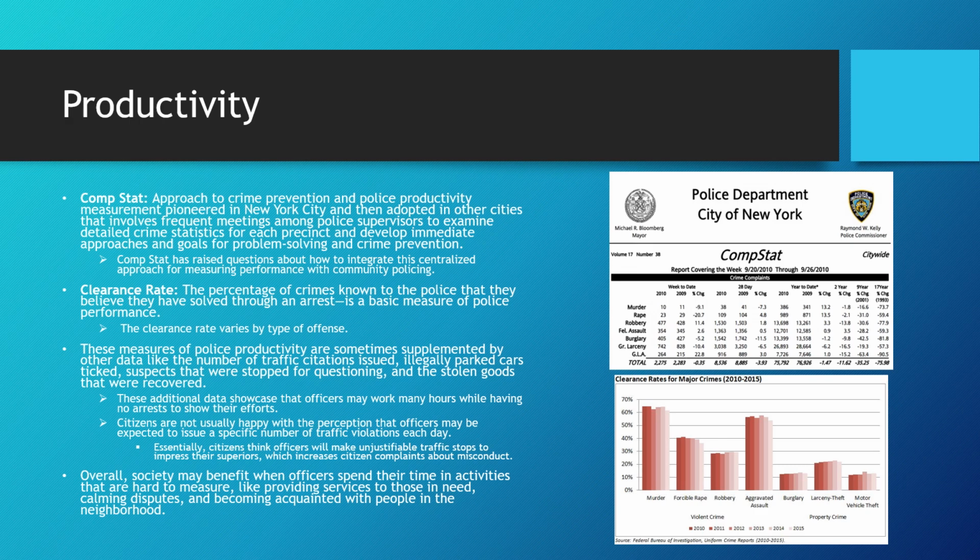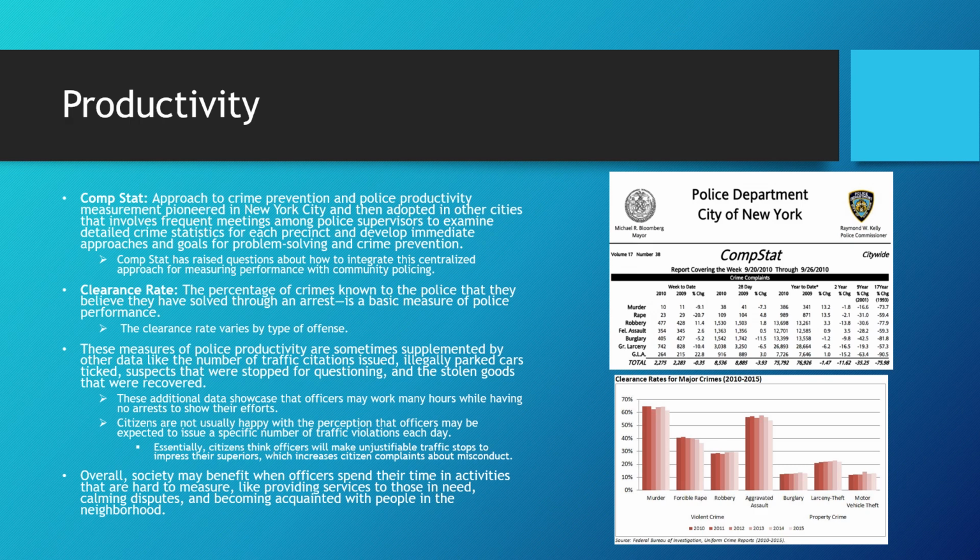CompStat is an approach to crime prevention and police productivity measurement pioneered in New York City and then adopted in other cities. It involves frequent meetings among police supervisors to examine detailed crime statistics for each precinct and to develop immediate approaches and goals for problem solving and crime prevention. CompStat has raised questions about how to integrate this centralized approach for measuring performance with community policing.